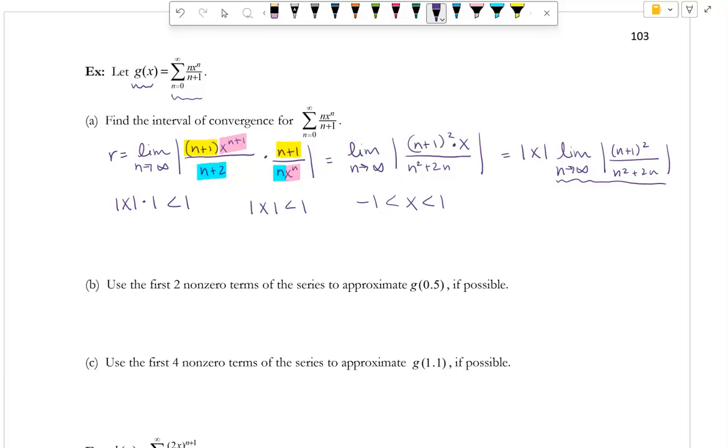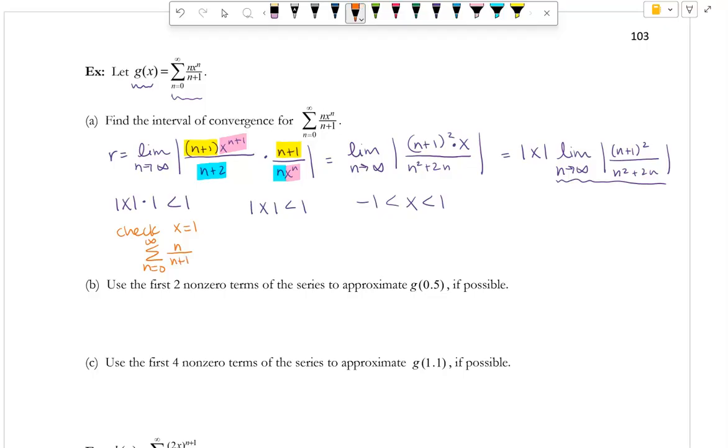Now, we don't know if our interval of convergence should include or exclude the values of x equals 1 and x equals negative 1. So we have to determine the endpoints and whether or not they should be included in our interval of convergence. So we have to check each of these. Let's check for when x equals 1.